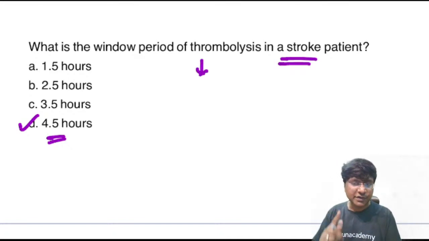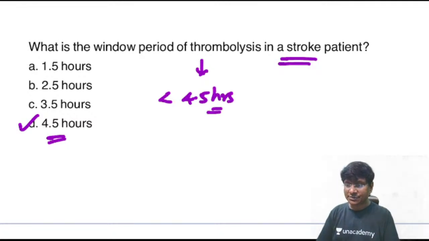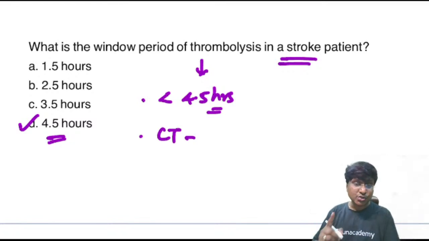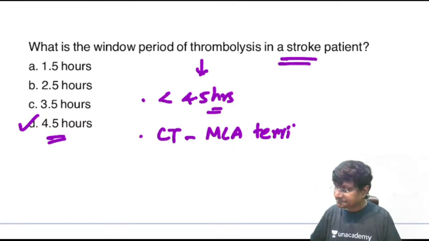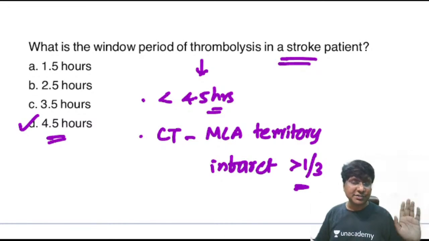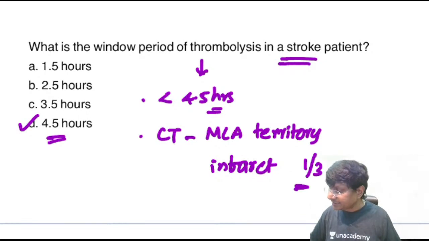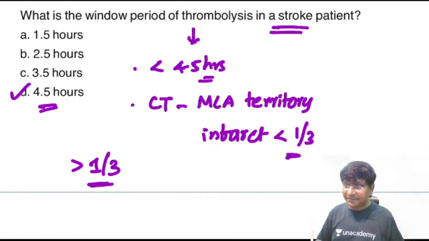And what are the indications for thrombolysis? Number one, the window period should be less than 4.5 hours. Okay, that is one point. Next, if the CT scan shows that there is an MCA territory infarct more than one third, then it's an absolute contraindication for thrombolysis. So it should be less than one third. If it is more than one third, don't do thrombolysis. Okay, that is a very, very important point.